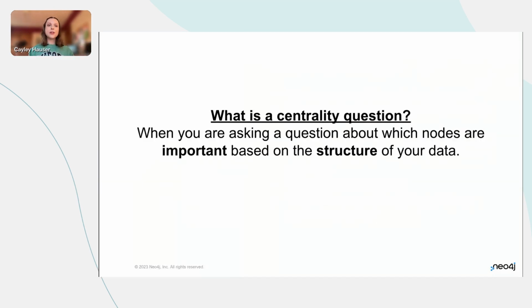So to give you the highest level overview, I said, yes, a centrality question is the most important part of your graph, but specifically, it's when you're asking what nodes are important based on the structure of your data or of your graph. What exactly do I mean by that? I'll just give you a quick example.